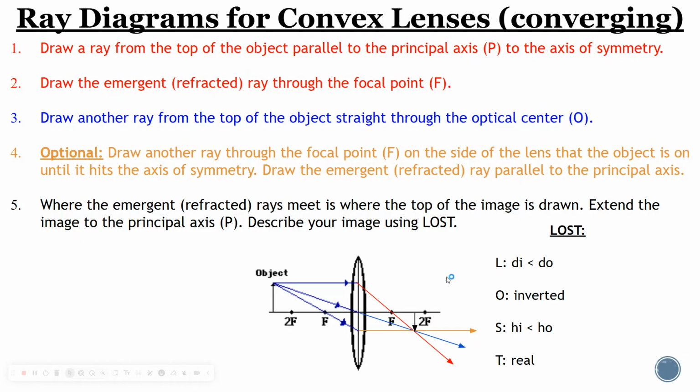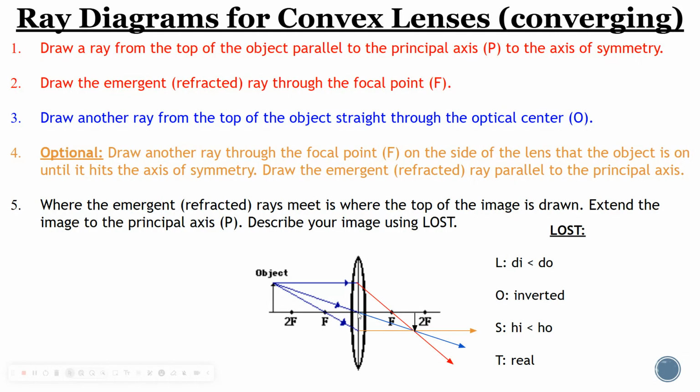Here, just some practice labeling and describing images. So if you had to describe the location, you'll see that the DO was way out past the 2F, and the DI is in between F and 2F over here, this being your principal focus. So the DI is less than the DO.